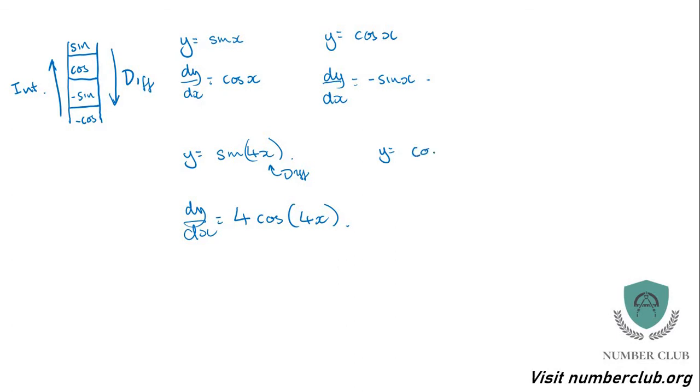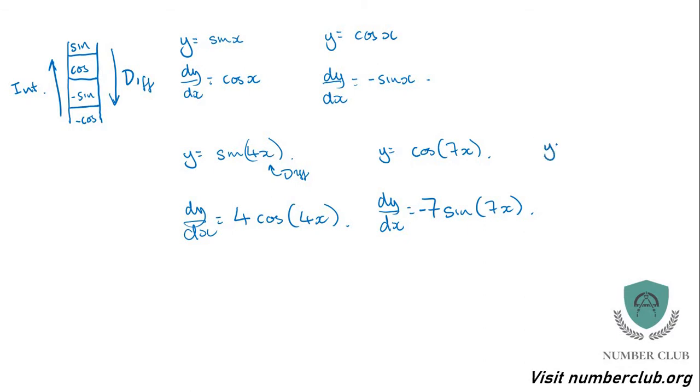So maybe you might want to try something that looks like, say, cos of 7x. So dy by dx will be, diff this, gives you 7, cos differentiates to negative sine, so you'll have negative 7 sine of 7x. Dead easy, really simple.